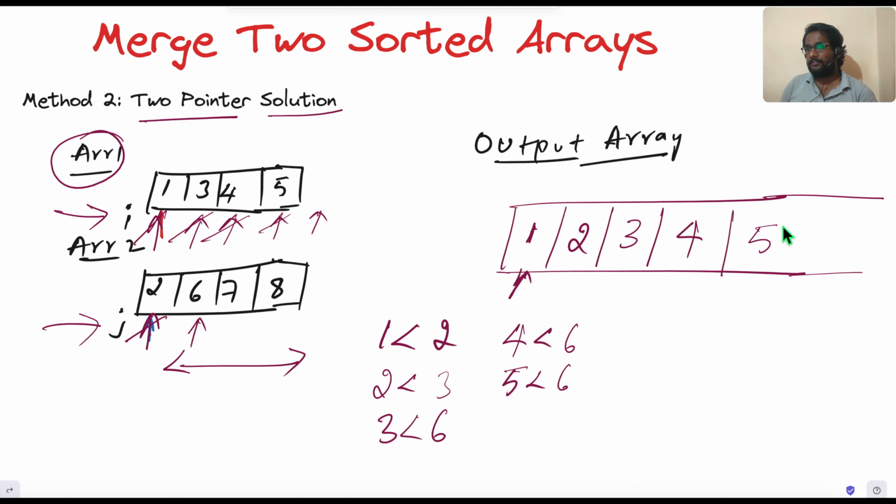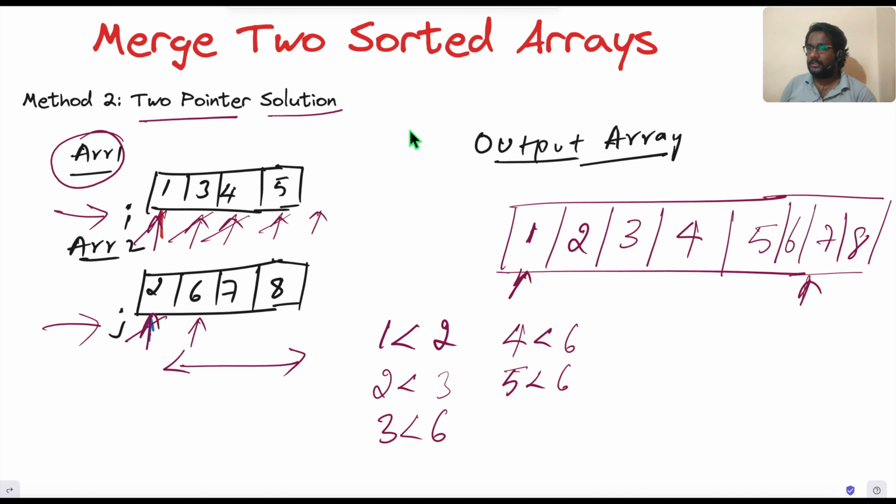So we need to insert all of them, 6, 7, 8, because no comparison is required as all the leftovers in array 1 or array 2 can be inserted at the end, because those are already sorted. So we don't need to sort them again.